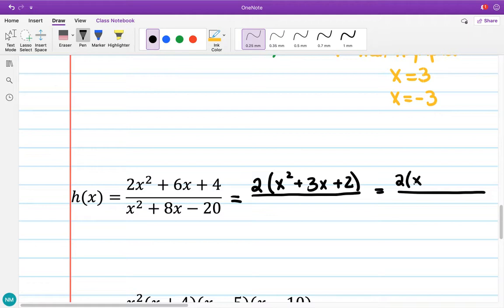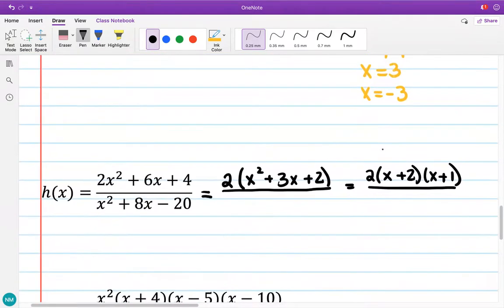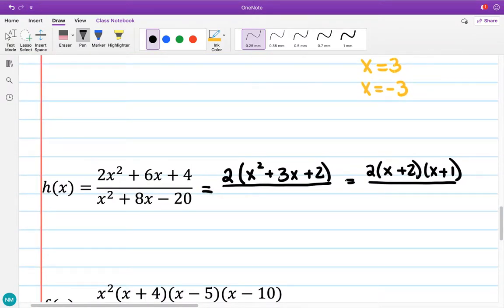2x plus 2 and x plus 1. Again, I'm not going to review how to factor. Definitely go back and watch some videos on that. If you need videos on that, let me know.